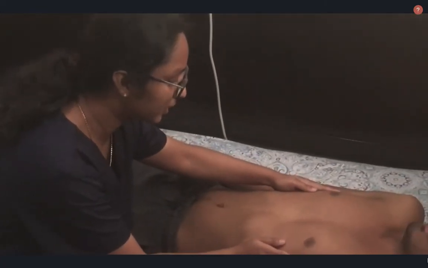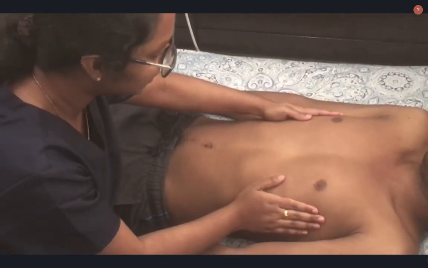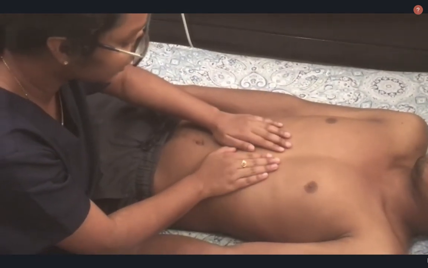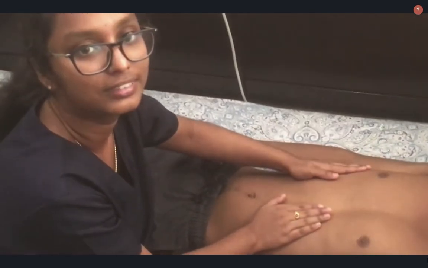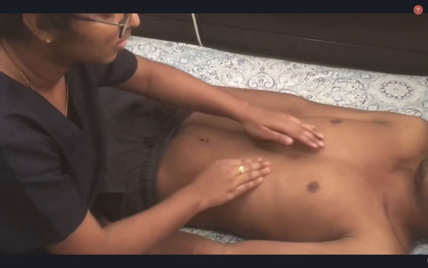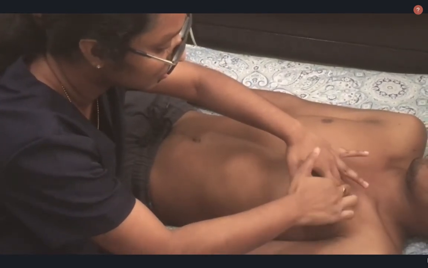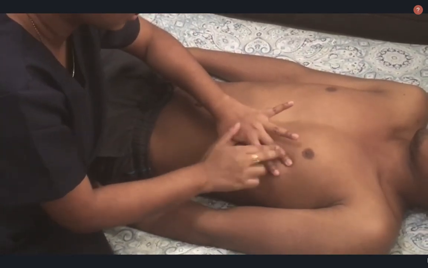Now check for the tactile fremitus. Using the ball of your hand, check for any absence, increase or decrease of fremitus. Generally you will find dullness or absence of fremitus on the left side because of the presence of the heart, the pericardium. After that, start the percussion in a systematic manner, in a ladder manner from the lateral side.